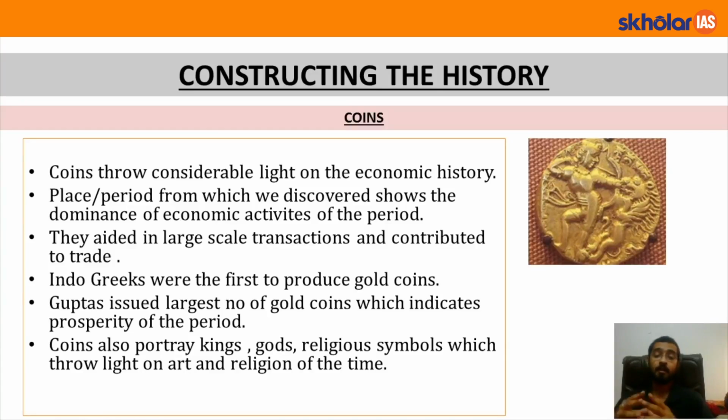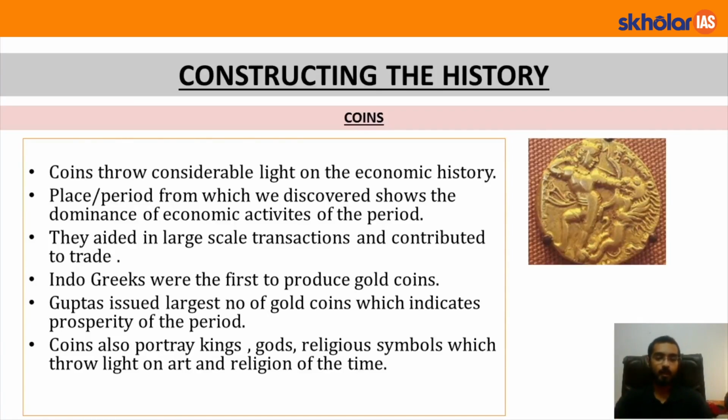Now one thing, there was a king known as Yajna Sri Satkarni. He was a Satavahana king. His coin depicted images of ships, which shows his enthusiasm towards ships and navigation. Now, can you make out how we know about their history through their coins?